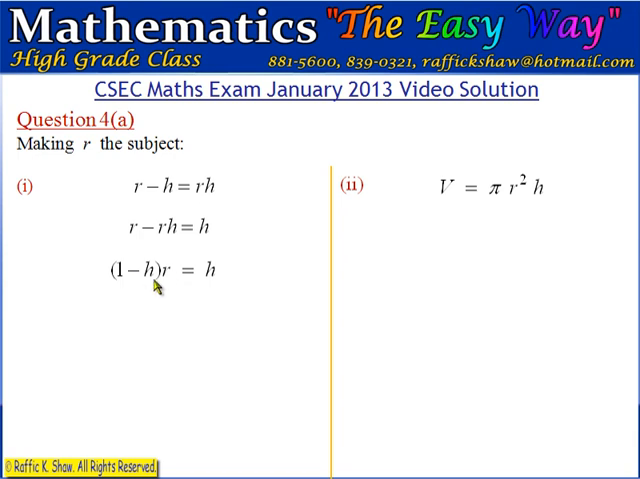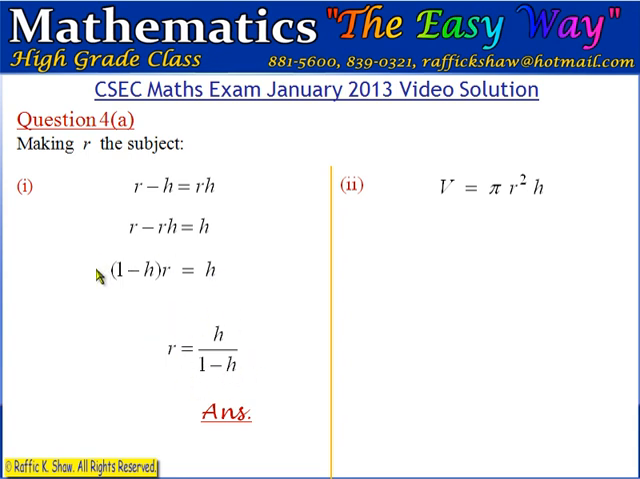And now to leave R as the subject of the equation, we need to divide both sides by 1 minus H to get rid of the 1 minus H from this side. We're dividing both sides by 1 minus H, and the 1 minus H here will cancel the 1 minus H here, and we'll be left with R divided by 1 on this side, which is R, and so that reduces to R equals H divided by 1 minus H, and that is the result.